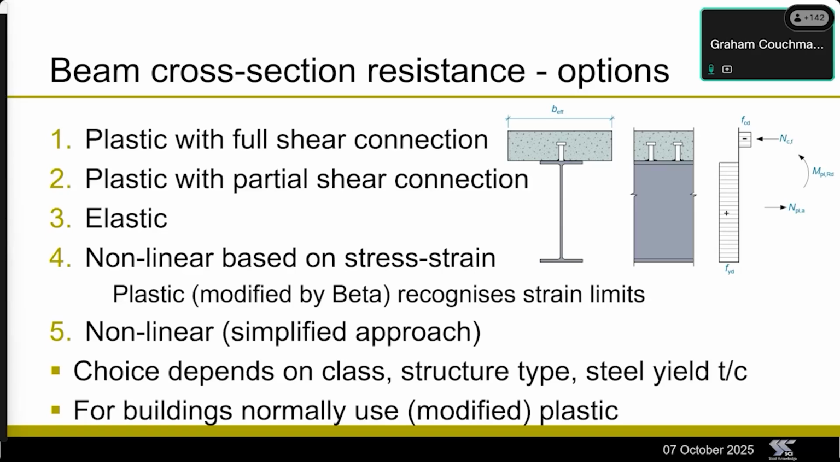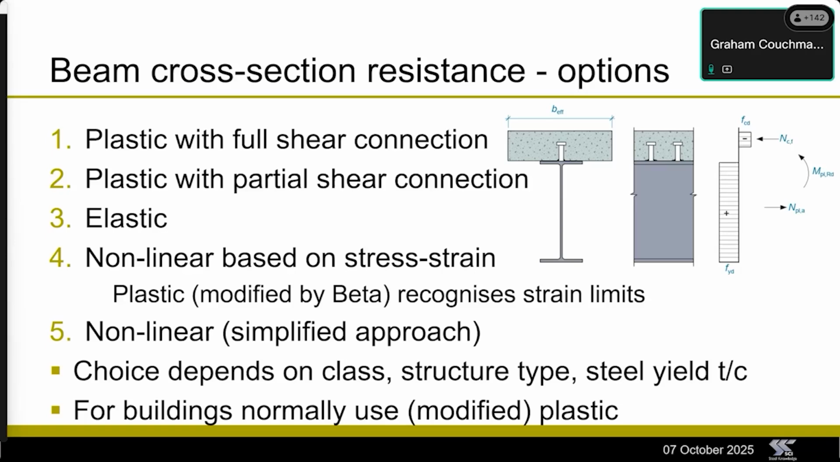And I suppose I tend to always be thinking about beams in buildings. I'm not thinking about bridges particularly. So really we're talking about plastic cross-section resistance with either full or partial shear connection. Things like elastic, things like non-linear, and there are two alternatives for non-linear. It depends on the class of section and structure type.